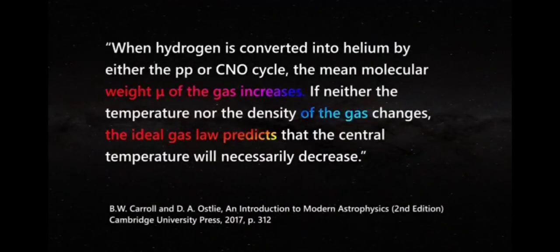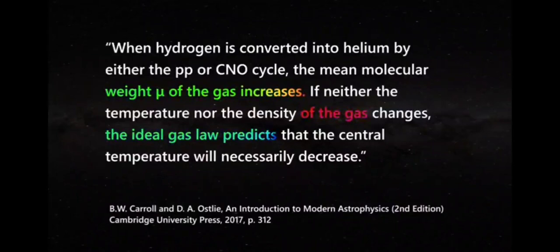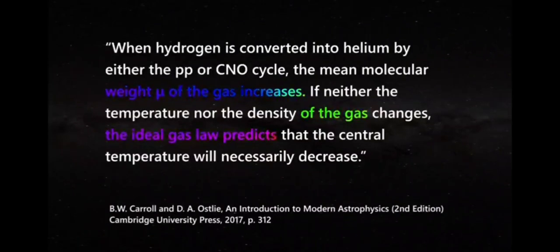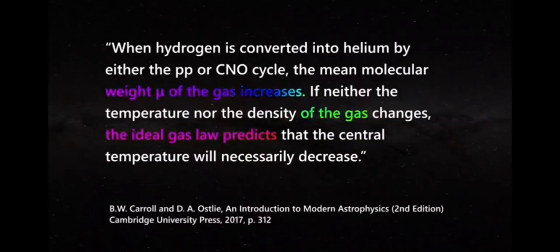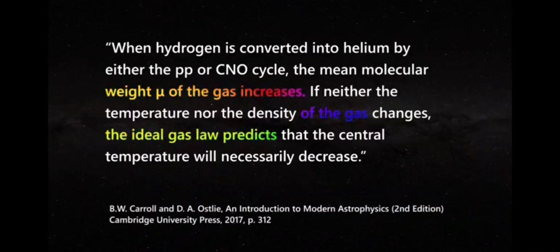The mixture can be treated as a one-component gas if all single components obey the ideal gas law." Here is another quote from a graduate text. "While hydrogen is converted into helium by either the pp or CNO cycle, the mean molecular weight mu of the gas increases. If neither the temperature nor the density of the gas changes, the ideal gas law predicts that the central temperature will necessarily decrease."